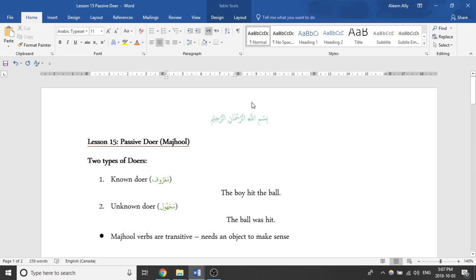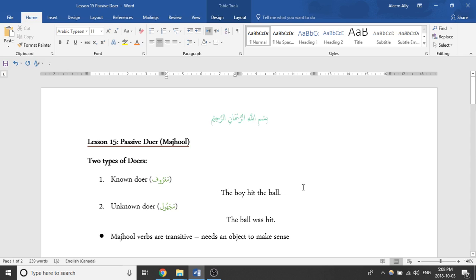So in the second part of lesson 15 with Sheikh Omar, we covered the passive doer, which is known as Majhool. There are two types of doers when it comes to verbs. The first is a known doer, which is ma'roof, and the second is an unknown doer, which is Majhool. So what does that really mean? We've got two examples here.